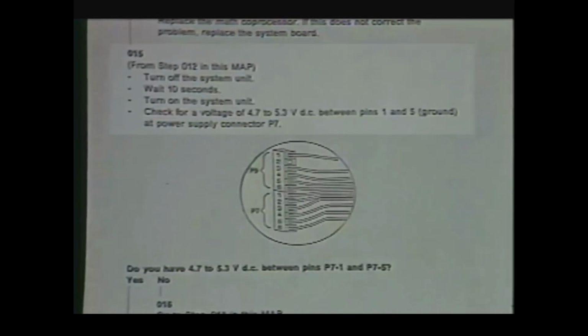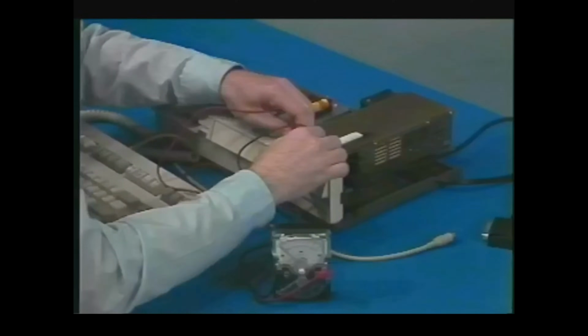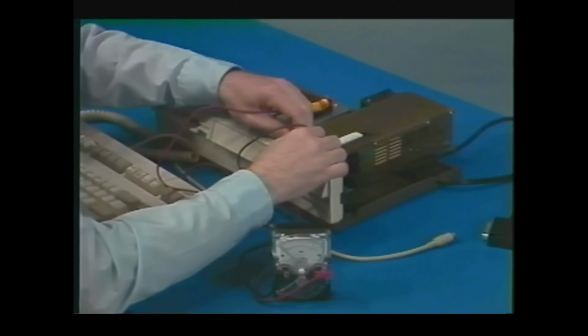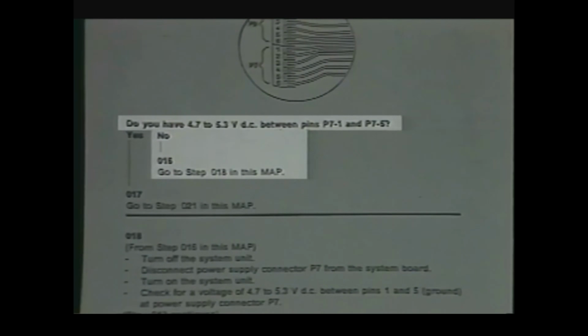Step 15 tells us to turn the power off, wait 10 seconds, turn the power on, and then check the power supply voltage between pins 1 and 5 on connector P7 again. We still find 0 volts here. So we follow the no leg to step 18.